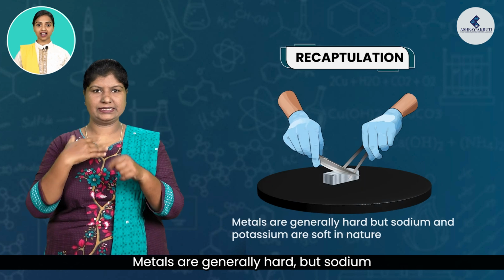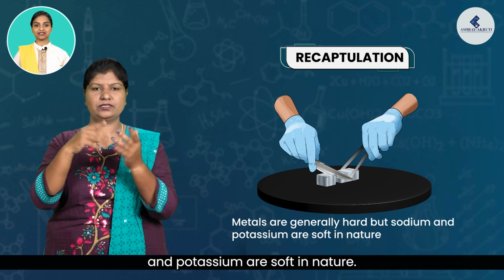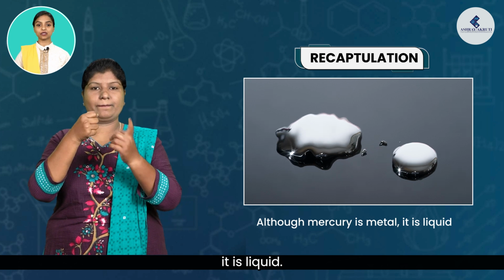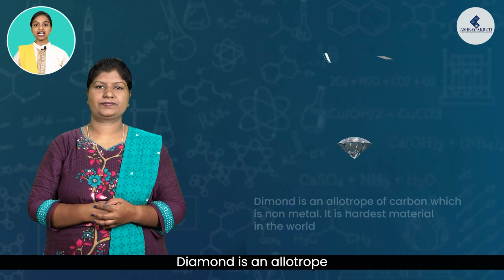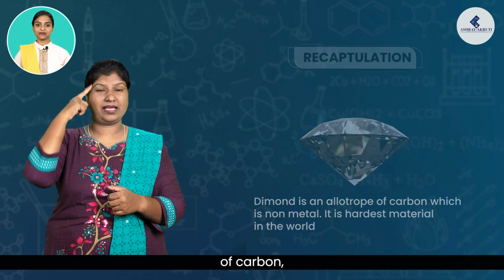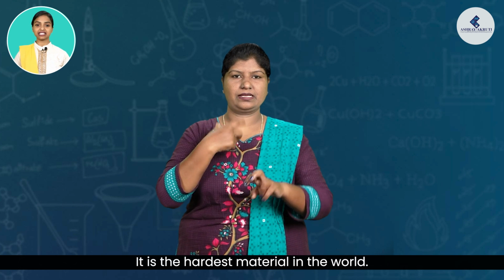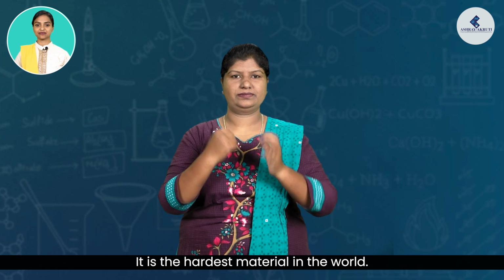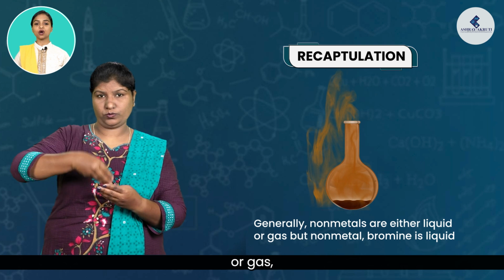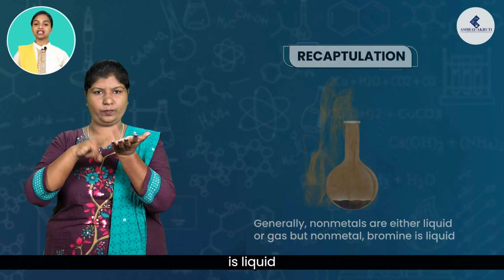Metals are generally hard, but sodium and potassium are soft in nature. Although mercury is metal, it is liquid. Diamond is an allotrope of carbon, which is a non-metal. It is the hardest material in the world. Generally, non-metals are either liquid or gas, but non-metal, bromine, is liquid.